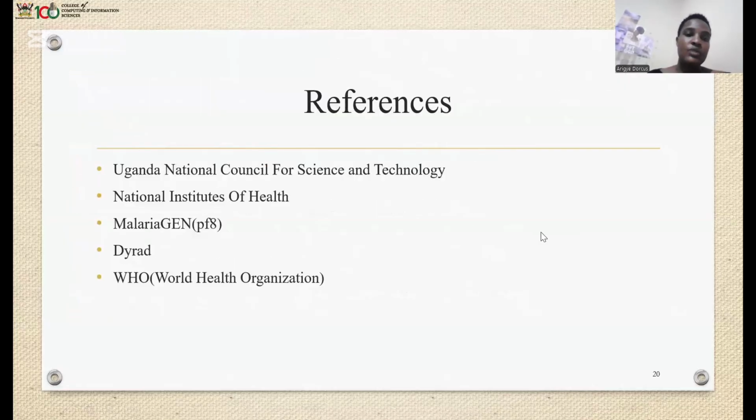Our references were the Uganda National Council for Science and Technology, then the National Institutes of Health, the MalariaGEN Pf8 data, and the WHO, World Health Organization.